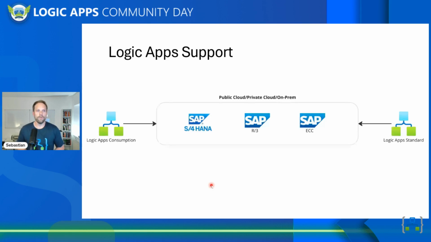And to start, you need the right Logic Apps deployment model. And in this case, Logic Apps Consumption on the left side, and also the Logic Apps Standard deployment model support the integration of the SAP systems mentioned before. So in the middle, you can see we have the S/4HANA system, cloud-based or on-premises, the R3 system, or the ECC system. And as you can see, you can run the SAP systems in a public cloud, in a private cloud, or in an on-premises private environment.